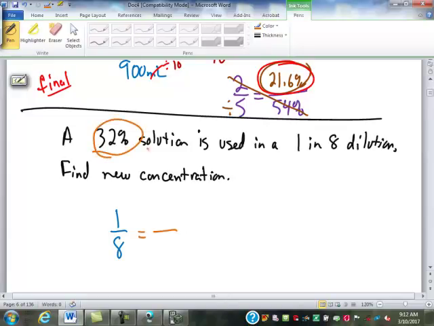Is that 32% going to have to go on top or bottom? Bottom. That's the larger number. After we dilute it, the percent's going to get smaller. So we cross multiply and divide. 1 times 32 is 32. Divided by 8 is 4%. So the new concentration is going to be 4%.